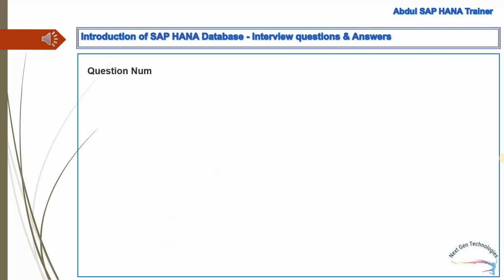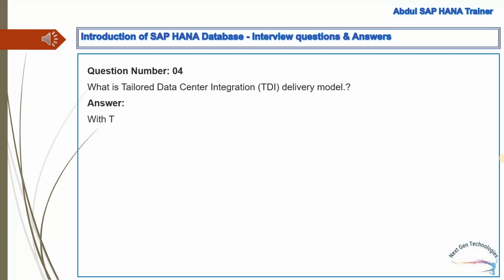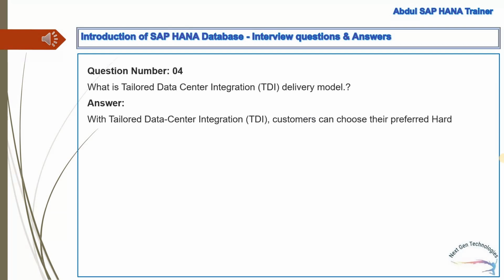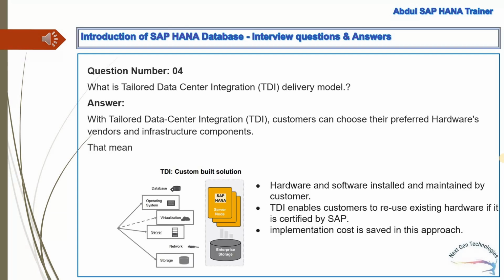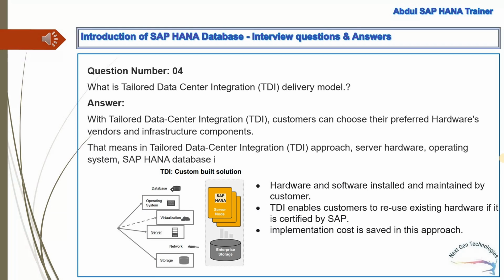Question number 4. What is Tailored Data Center Integration (TDI) Delivery Model? Answer. With Tailored Data Center Integration (TDI), customers can choose their preferred hardware vendor and infrastructure components. That means in the TDI approach, server hardware, operating system, SAP HANA database installation and maintenance are managed by the customer.